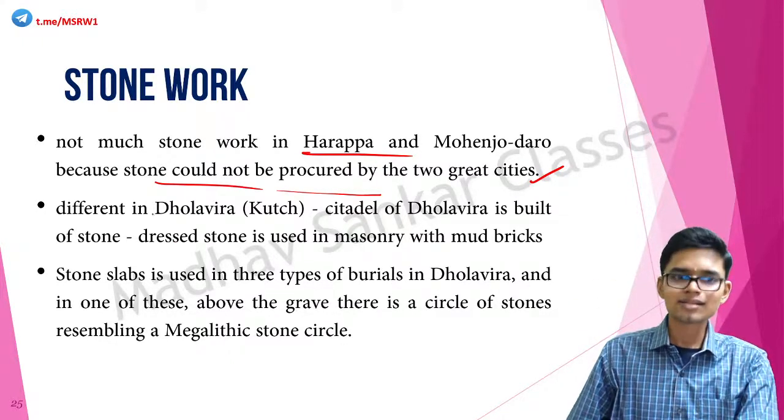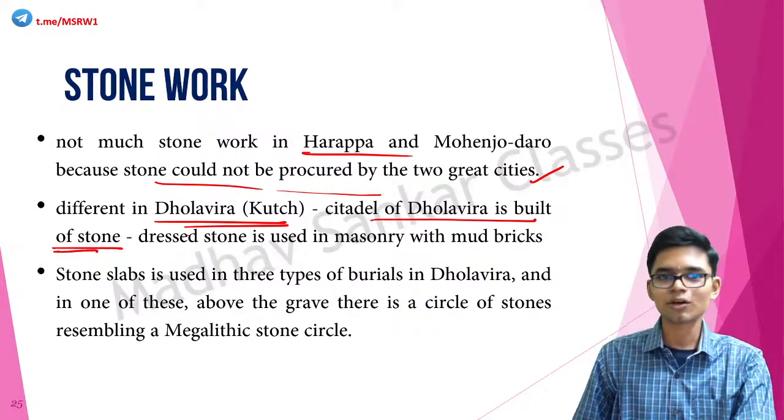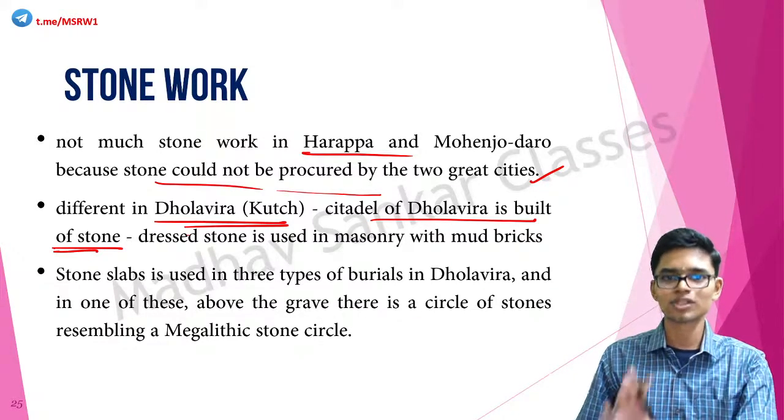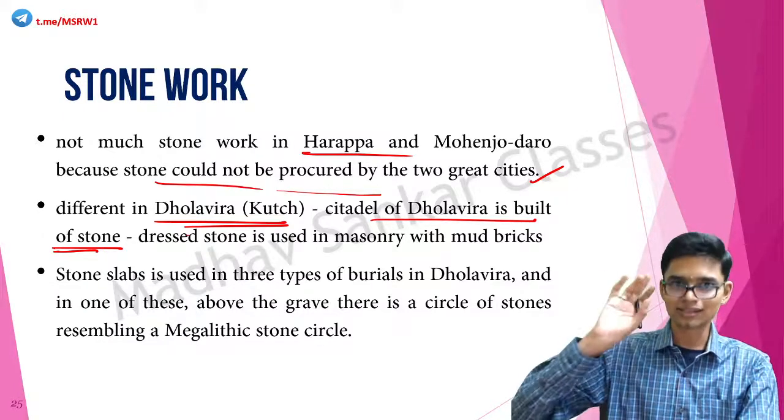But there is some in Dholavira, in the Kutch region. The citadel of Dholavira is actually built of stone. I already told you there is a citadel in most cities of Harappa. So in Dholavira, we have a citadel that is completely made of stone.